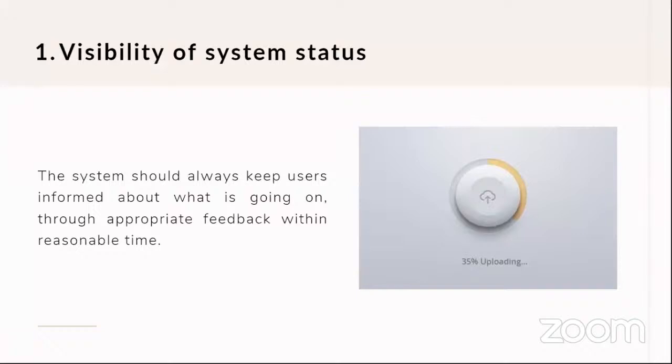So the first one is visibility of system status. The rule states that the system should always keep users informed about what is going on, through appropriate feedback within a reasonable amount of time. This is very, very clear. People like to keep things under their control. They love to make sure that they can feel secure about your app, your website, or your product, if they feel that they have control of it.